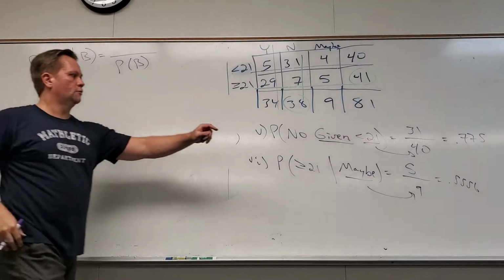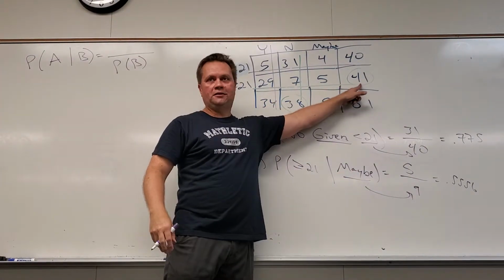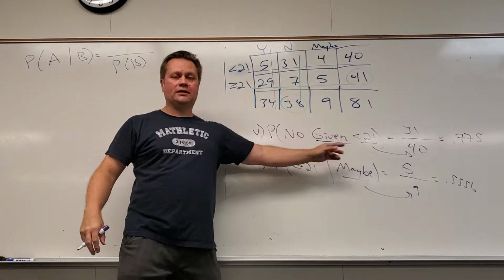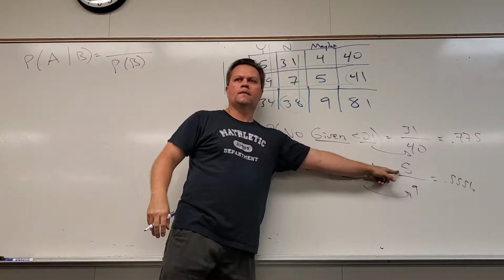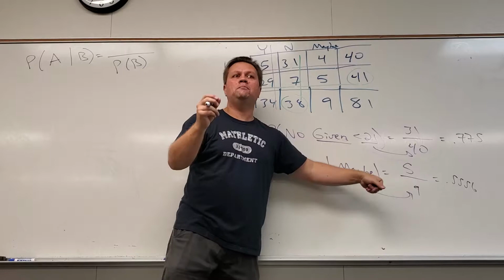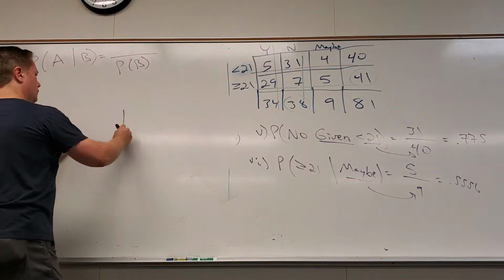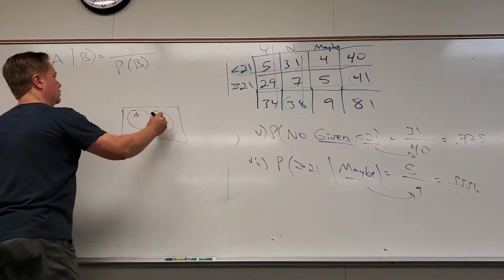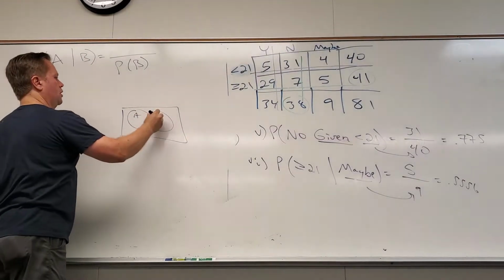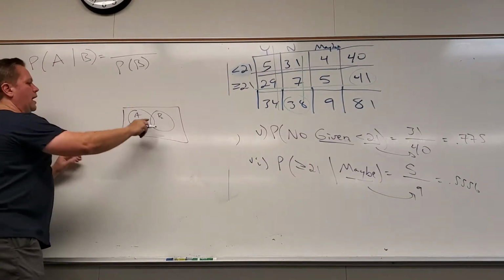Why is this 5 and not 41? Because it's greater than or equal to 21. So why didn't we put 41 up there? Because it's got to be B at the same time. So given that B happened, so I know that B happened, what's the probability that A also happened?